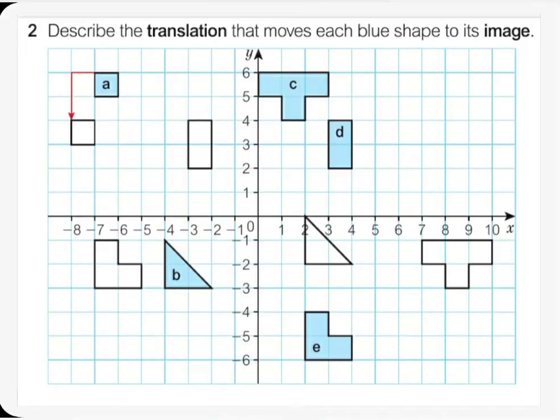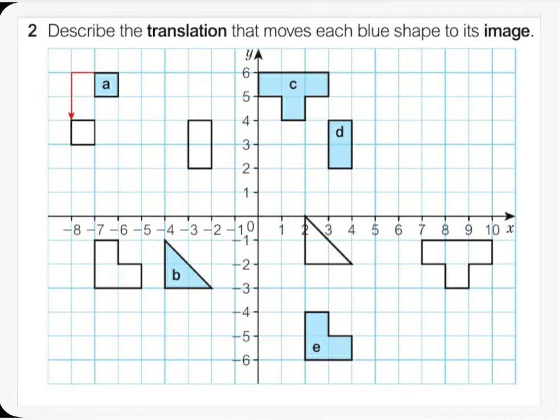Question 2. Describe the translation that moves each blue shape to its image. As you can see here, we have the shape, which is in blue, and the image, which is in white. And the shape moved from here till here. We call this translation. And to describe this, we have to say what movement happened in the horizontal line, and then what kind of movement happened on the vertical line.